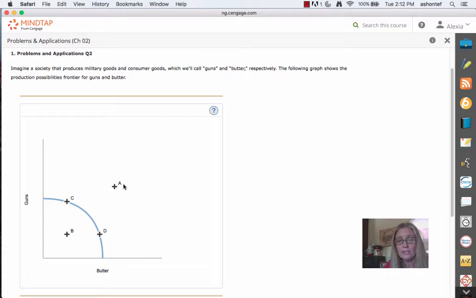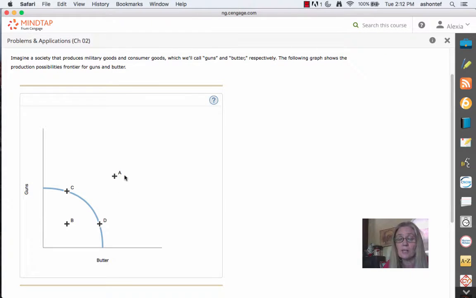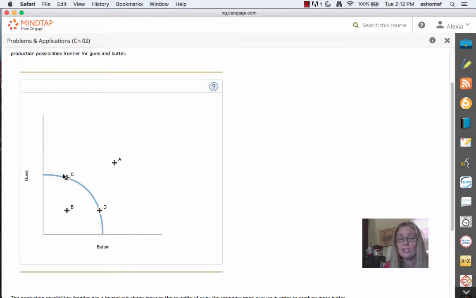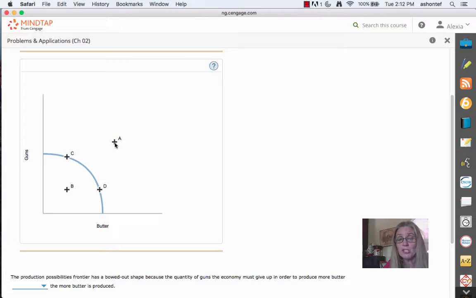So reminder, the point A is the point beyond the boundary. So that means today it's not possible. But if something were to happen, and we've gone over these in class, there's some sort of a change in technology or change with one of our resources, and we could potentially get here. But today, right now, in this moment in time, A is impossible.